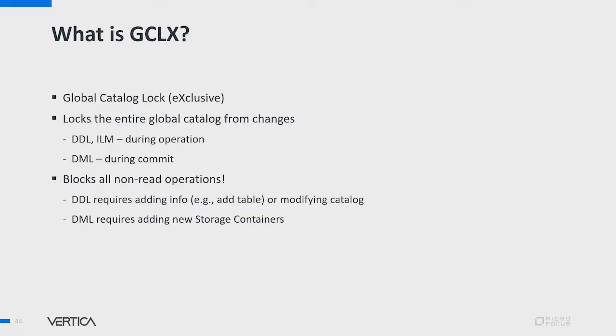Those updates are made by different types of queries. For example, DDL queries like create table or create projection or create schema and so on. They just introduce new objects to the global catalog. DML queries, for example, copy, result in new storage containers being created. Those storage containers will eventually need to be made part of the sharded global state. And during commit, the DML transactions will take GCLX as well.